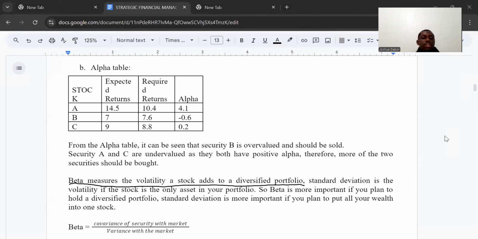So the beta is basically used to, if you have a portfolio, you want to check the riskiness of each of these securities. So in the question, we're given beta for stock A, B, and C. So that beta measures the volatility in each of these securities, okay? But the standard deviation, on the other hand, is used to measure what? The volatility. Let me take this off so that you see what I'm reading.